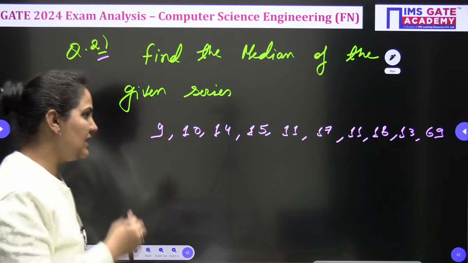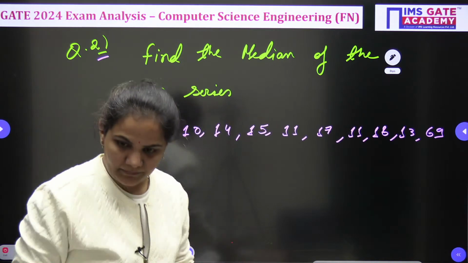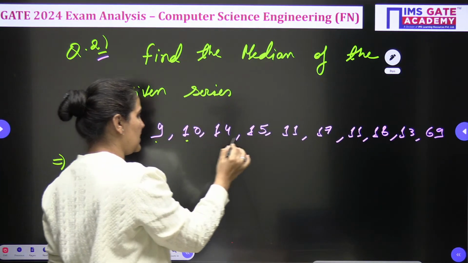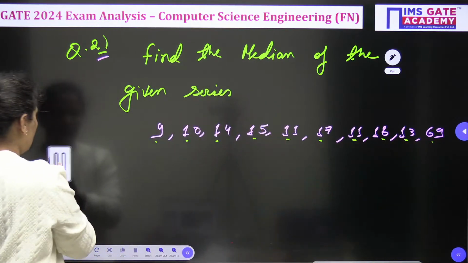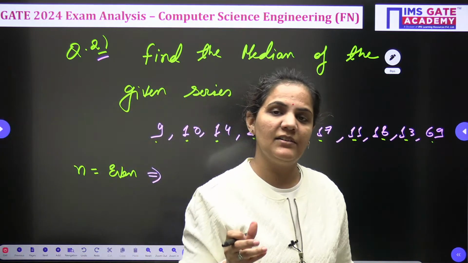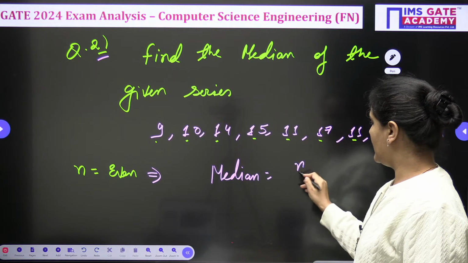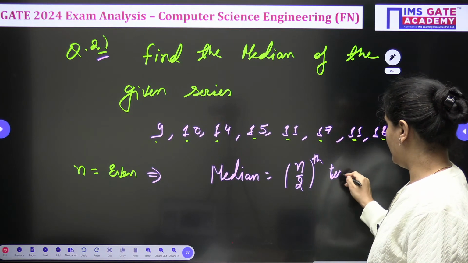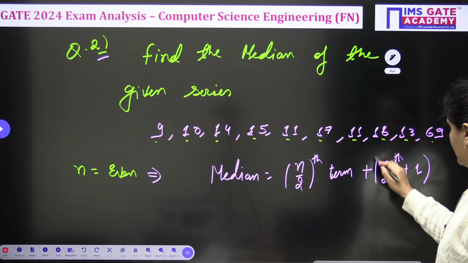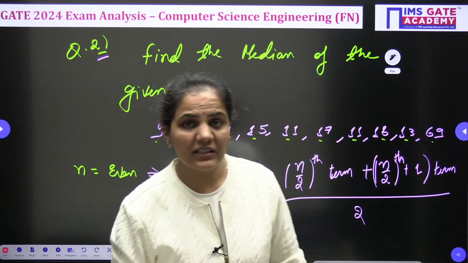So let's approach the median. Very easily we know how to do it. Let's first count how many numbers we have here: 1, 2, 3, 4, 5, 6, 7, 8, 9, 10. If n is even, meaning the total number of elements in the given series is even, then the formula of the median is the average of the n by 2th term and the n by 2 plus 1th term.